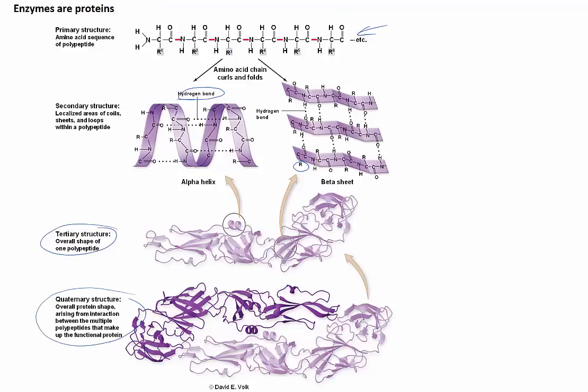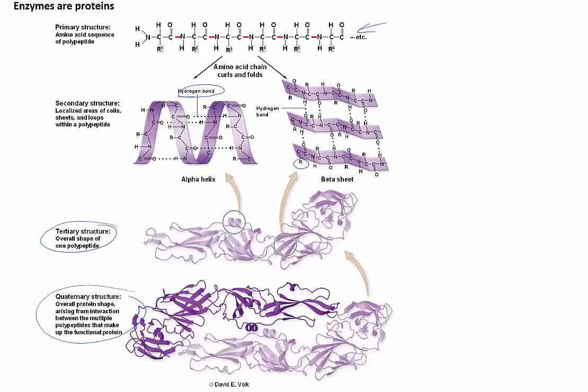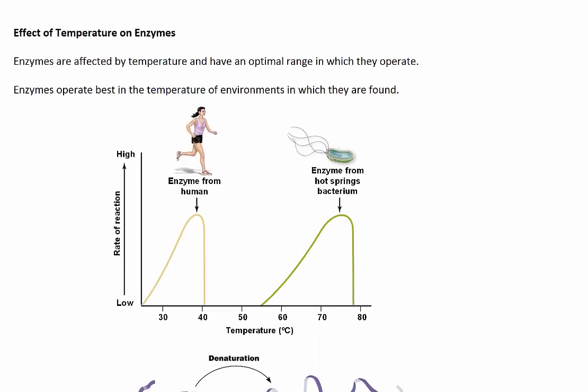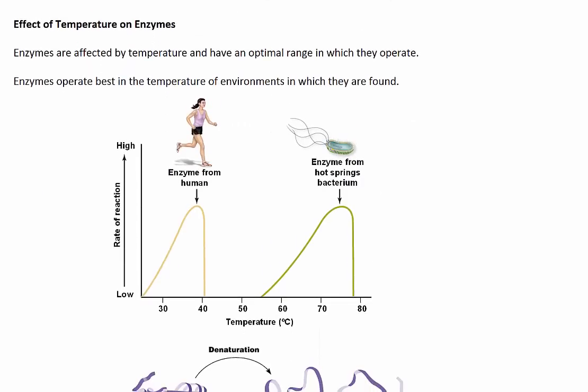Enzymes exist in different cellular environments, and each enzyme is suited to function at an optimum level within the specific environment that they are located. When enzymes are not in environments that suit them the best, it affects their functionality, and therefore they don't work at their optimum level. An example of this is temperature. Enzymes are affected by temperature, and they have an optimal range in which they operate.